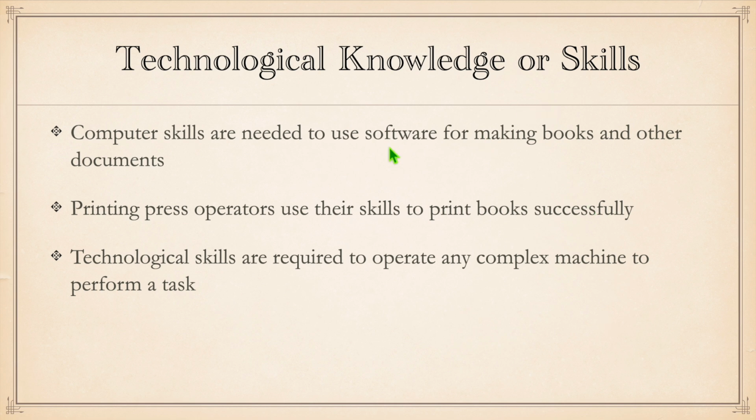Technological knowledge or skills. For the book example, computer skills are needed to use the software for making books and other documents. You'd also have to know how to use the office equipment to print and bind these books. Printing press operators use their skills to print books successfully. You have to know how to use the printing press, how to set everything up, how to keep it running. Technological skills are required to operate any complex machine to perform a task. You have to know how to operate the machinery to make it work.